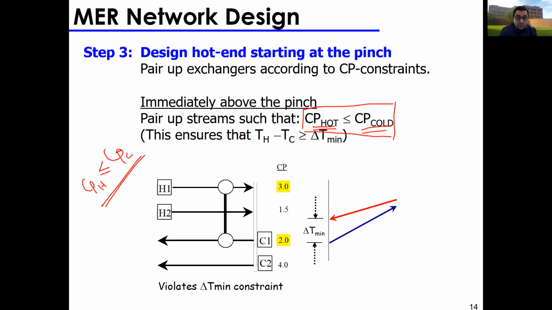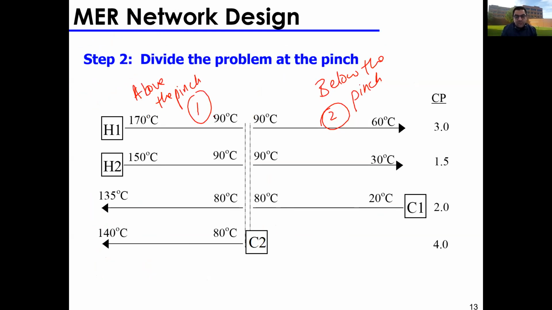And above the pinch, I need to connect some streams. So I have a lot of energy going on above the pinch, right? If you think about it, this stream is 170 to 90 and CP equals 3. So delta H available in the stream is equal to what? 170 minus 90, that's 80, multiplied by 3 is 240. So I have 240, whatever units it is. For this stream, and this is only above the pinch, 150 minus 90 is 60, times 1.5, which is 90. For this one here, I have 135 minus 80.